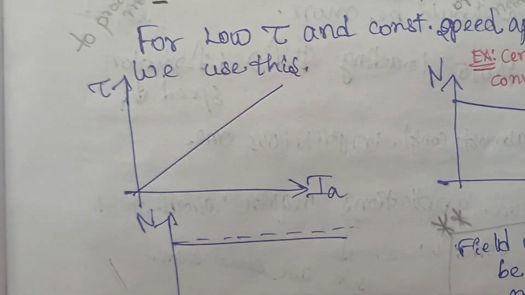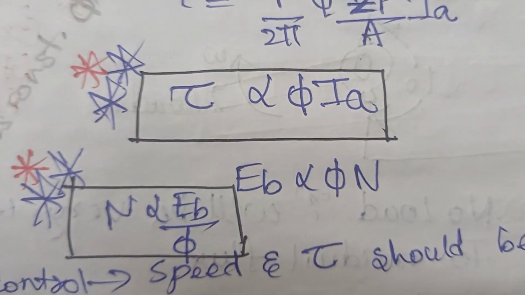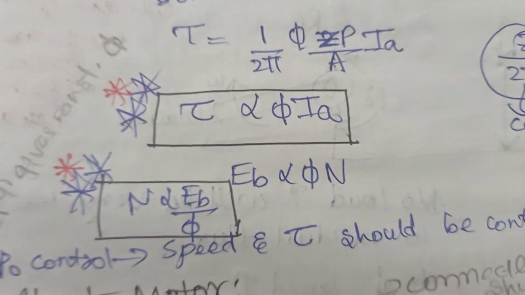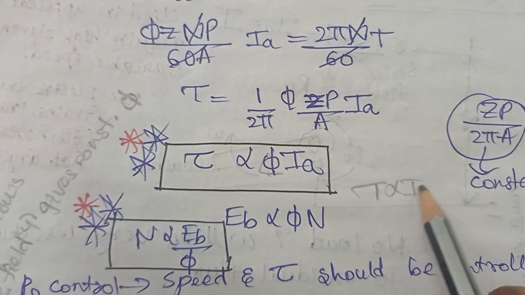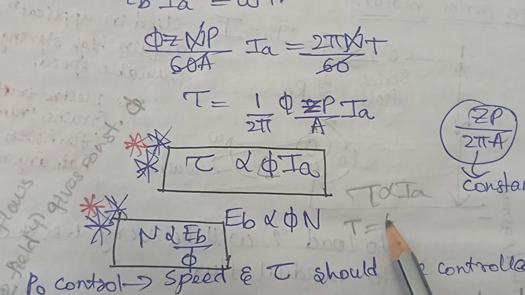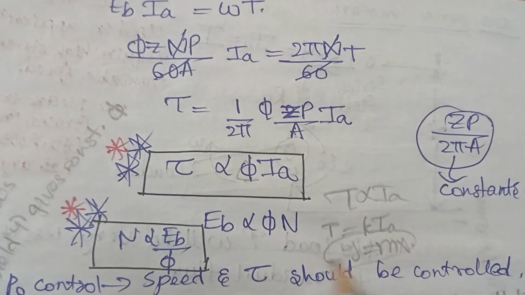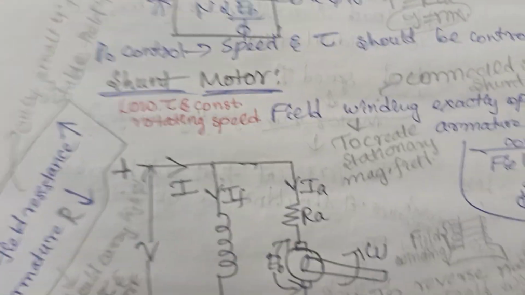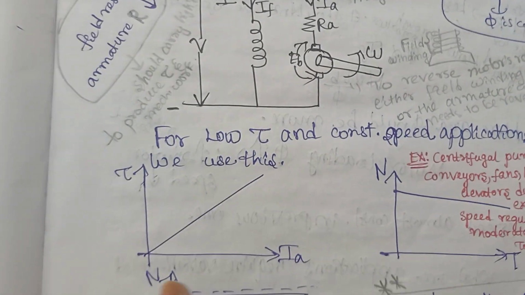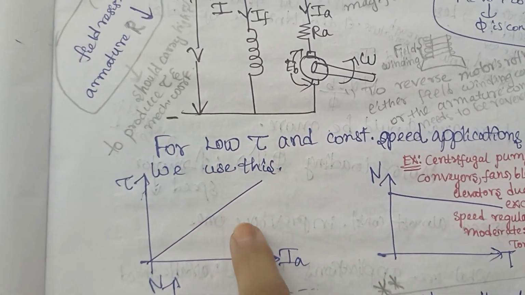And now here you have graphs. See, we know this equation that torque is directly proportional to flux into Ia. Since your flux is constant, now your torque is directly proportional to Ia, right? Which means we can write torque is equal to K into Ia. It is in the form of y is equal to mx. If any equation is in the form of y is equal to mx, it should be a graph which starts from the origin, right? So the torque versus Ia graph will be a straight line starting from the origin. So this is how you get this graph.